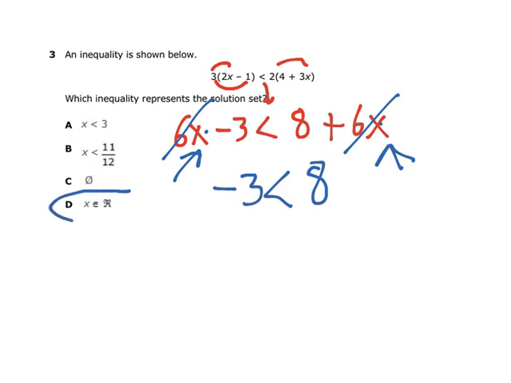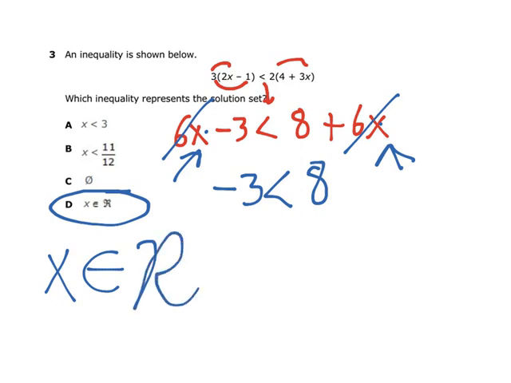So the answer here is kind of a trick question. x is an element of all real numbers. That means "is an element of." So x is an element. When you see a fancy script R like that, that means all real numbers. Okay, so that's how you do that one.